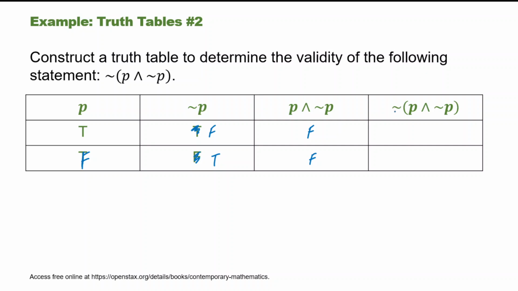And finally, we have the completed statement, not, parentheses, P and not P, close parentheses. So we find ourselves looking at the third column, P and not P. We're writing the negation of those values, so that would be true and true. Now, because this final column representing our complete statement is completely true, this is a valid statement.